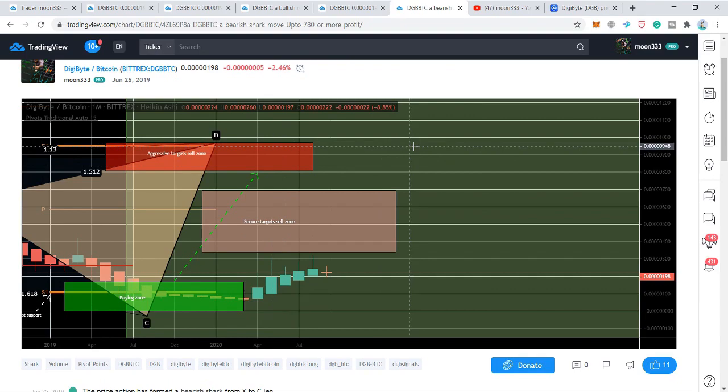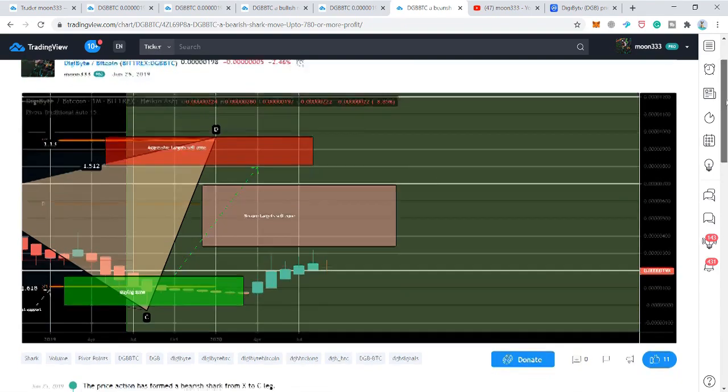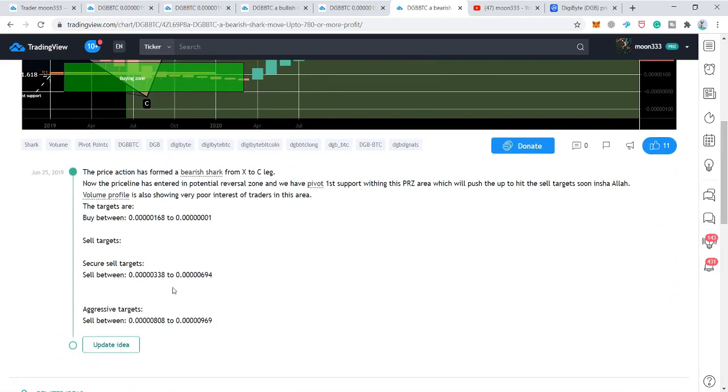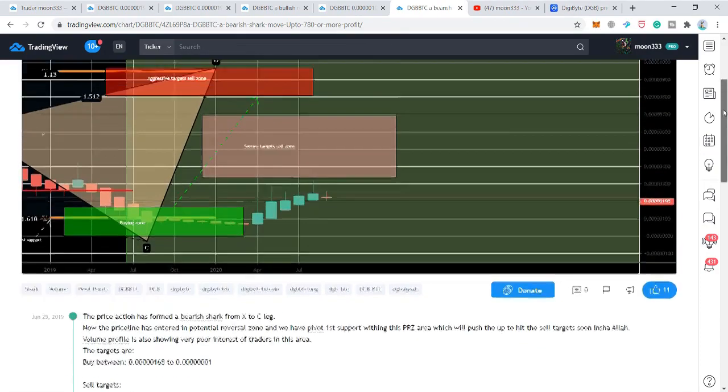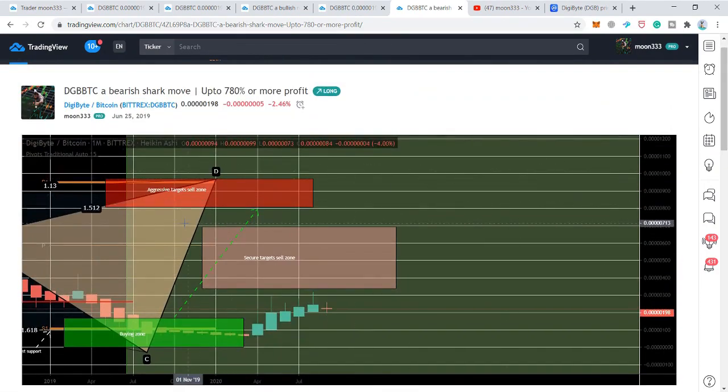I'm also sharing these targets in the video's description as well. You can find them there. These are the secure sell target zone, and these are the aggressive sell target zone up to the completion of this bearish shark pattern.